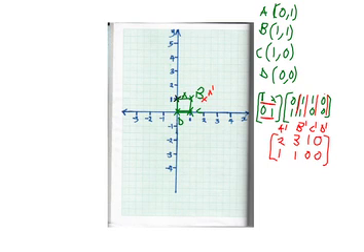Then B prime will be 3, 1. This point over here, we have our B prime. Then our C prime is 1, 0, so it will remain where it is. And lastly, we have D prime, which is 0, 0, remaining where it is. Now we can join these points to get the image.